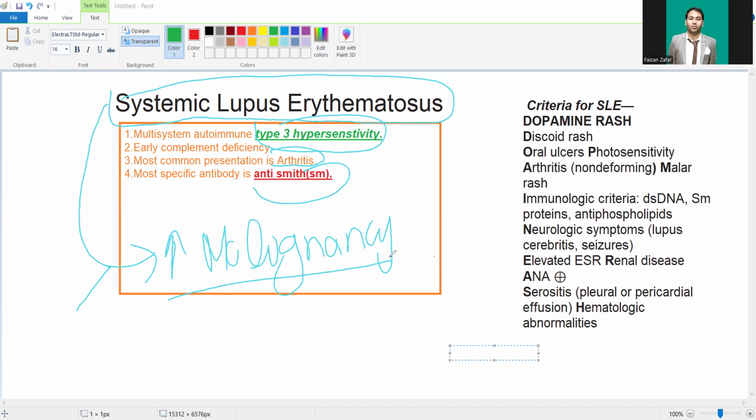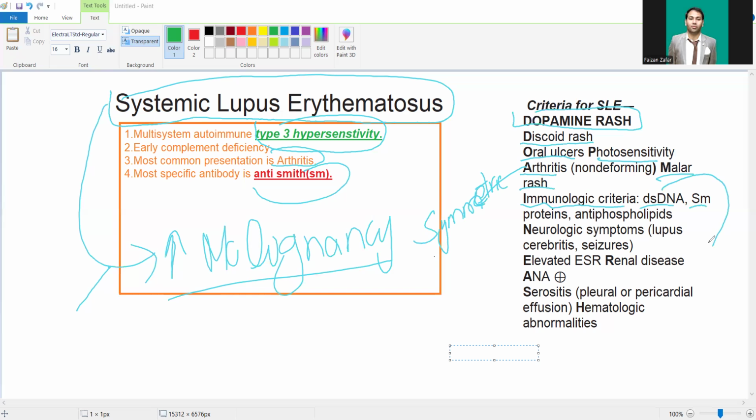The criteria to diagnose SLE are very easy, there is a mnemonic: DOPAMINE RASH. The first ones are discoid rash, oral ulcer, and photosensitivity; arthritis, that is symmetrical arthritis; malar rash; and immunological criteria, that is anti-dsDNA antibody and anti-Smith antibody.